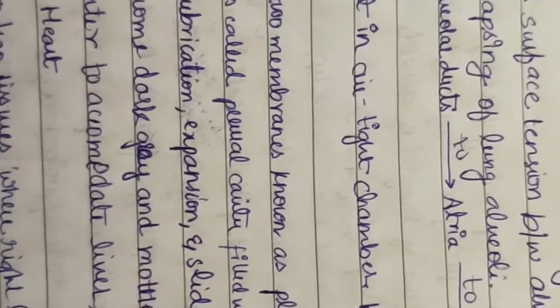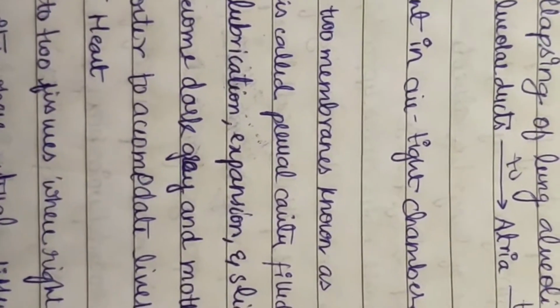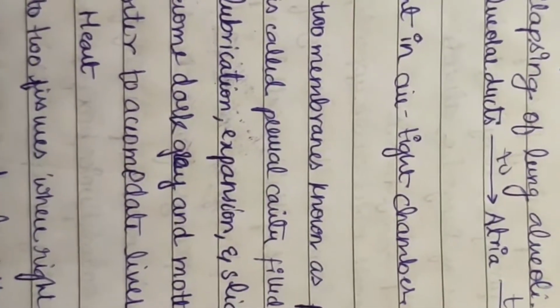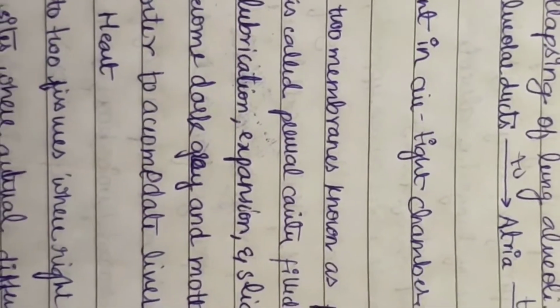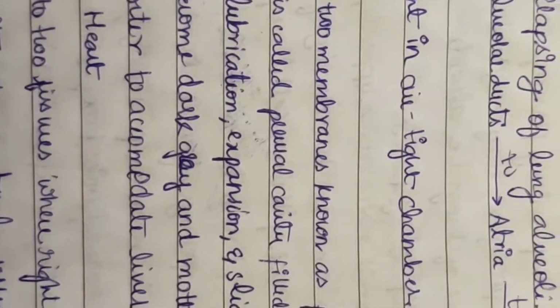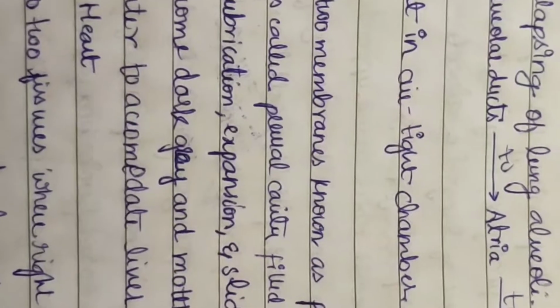Between the two pleural layers, the gap is called the pleural cavity, filled with a fluid called pleural fluid. Pleural fluid helps in lubrication, expansion, and sliding over the lungs when we are expiring or inspiring. The lungs are pink but become dark grey and mottled in adults.